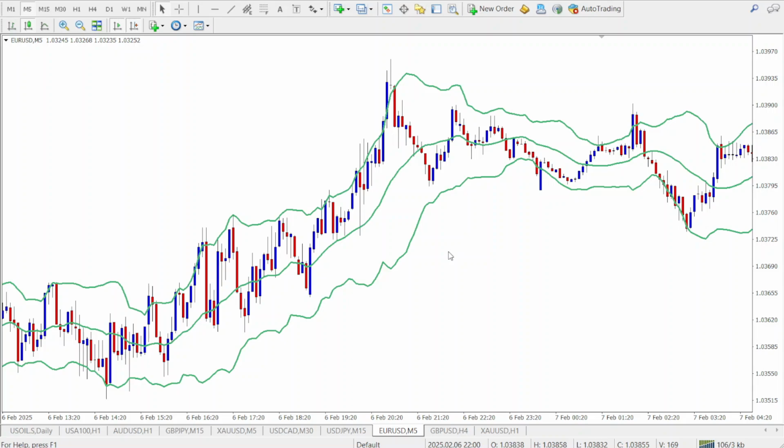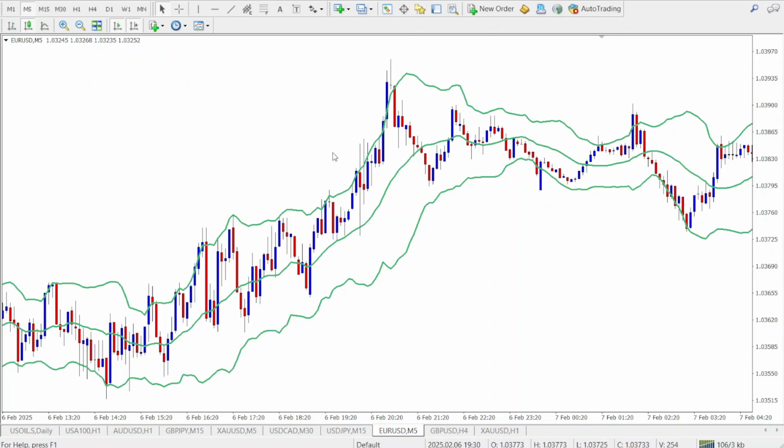The idea behind Bollinger Bands is simple. When price touches the upper band, it may indicate an overbought condition, meaning the market could pull back. Then when price touches the lower band, it could signal an oversold condition, meaning a bounce is possible. But don't just trade blindly off the bands. You need confirmation signals. It is important, and that is exactly what we're going to be covering next.